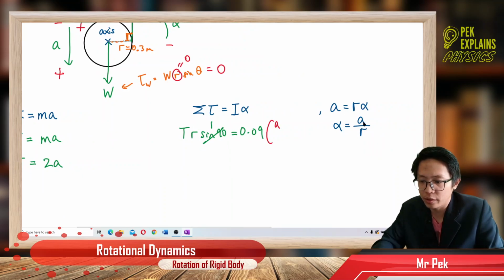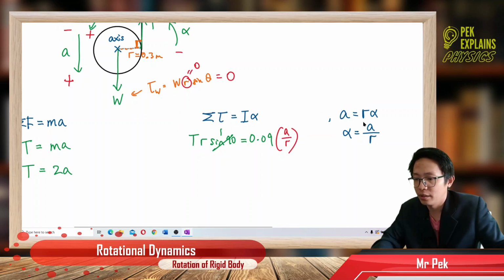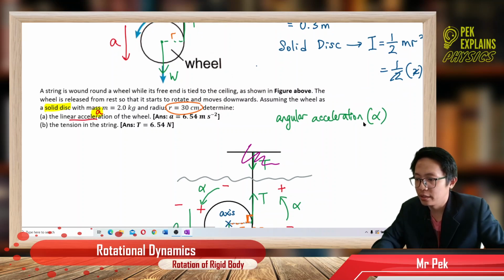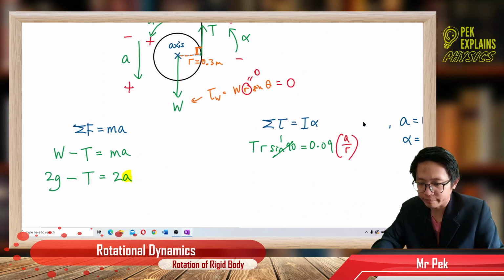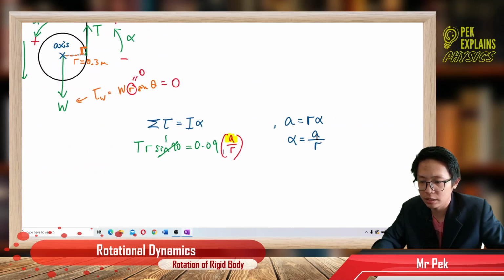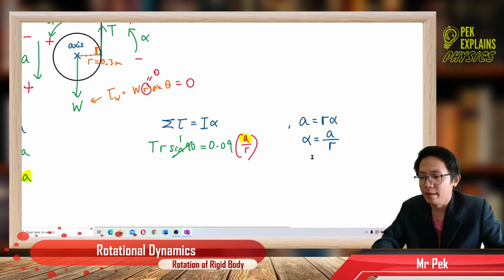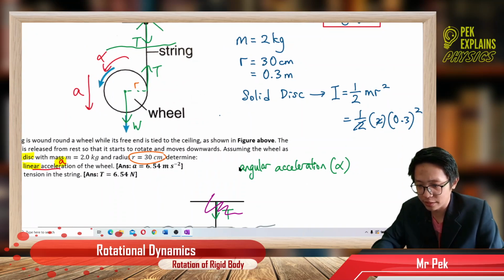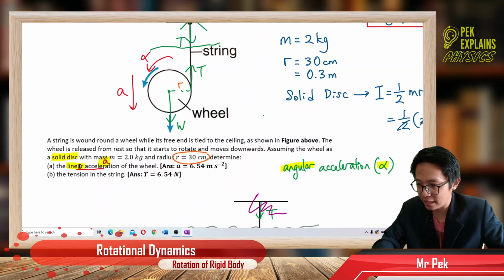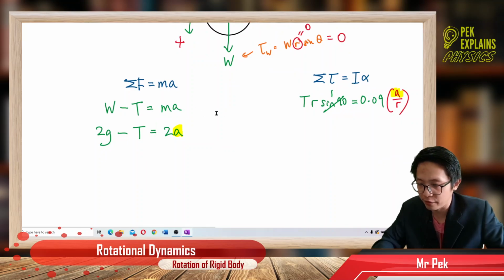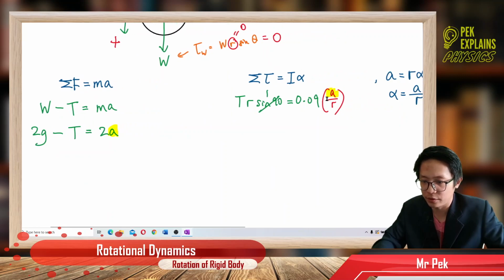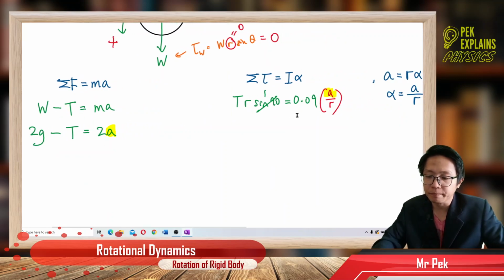We change the alpha to a over r because the question asks for linear acceleration. So a equals r alpha, that's why alpha equals a over r. But if the question asks for angular acceleration, then you need to use alpha, and in that case you just change the a to r alpha. So it all depends on what the question requires. Now it asks for a, so we change alpha to a.